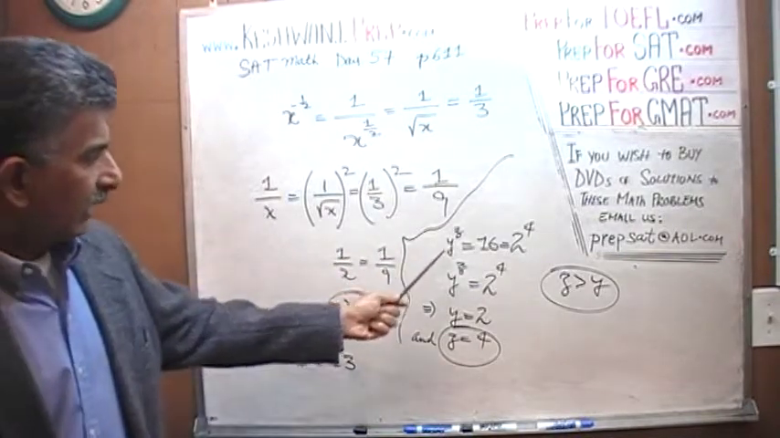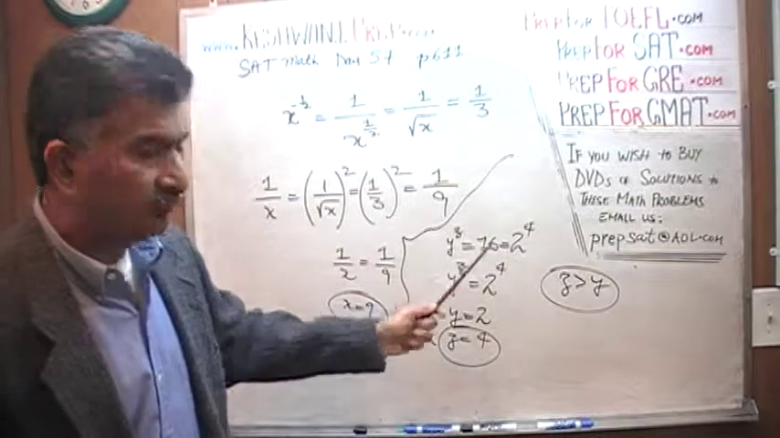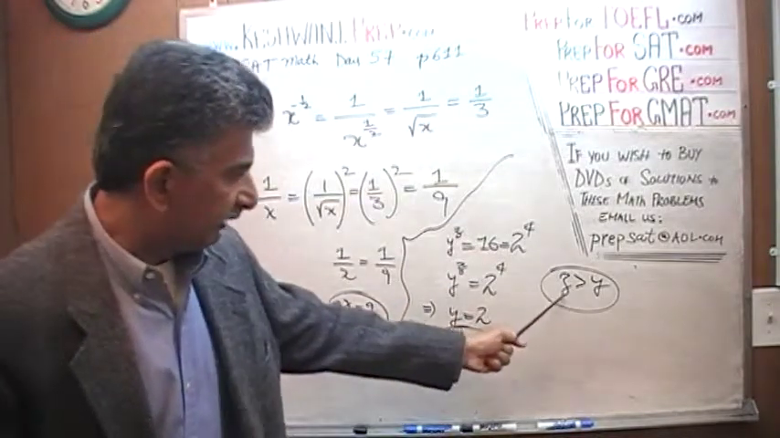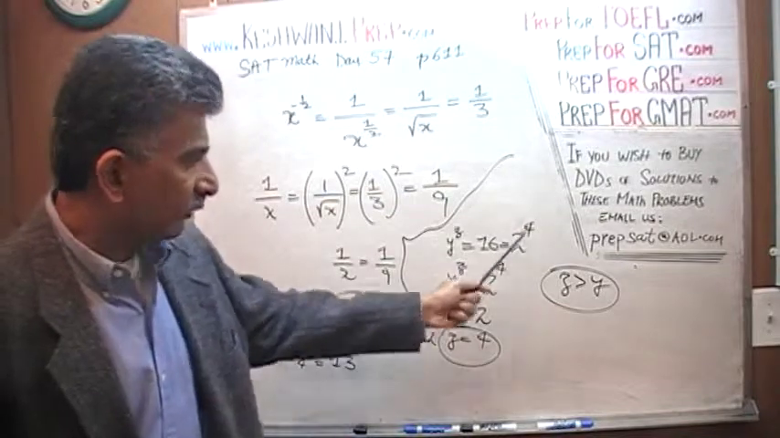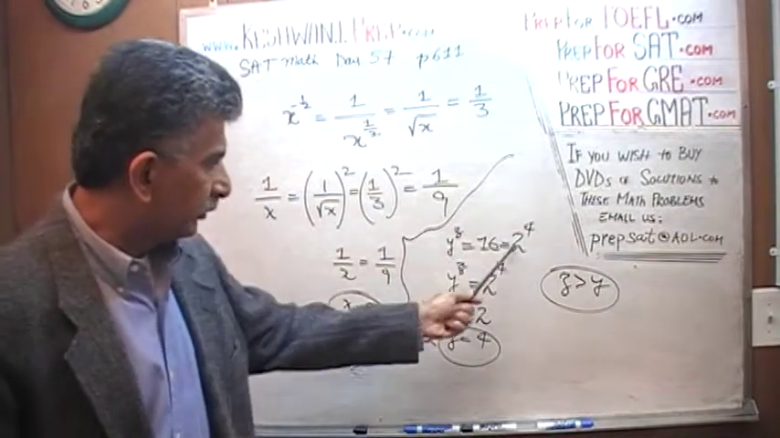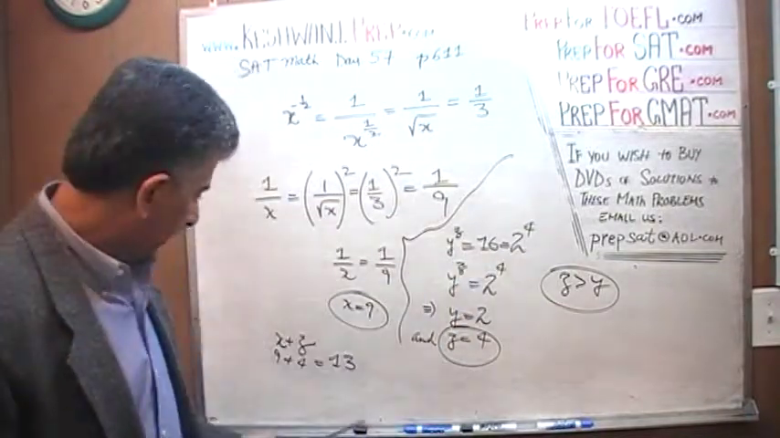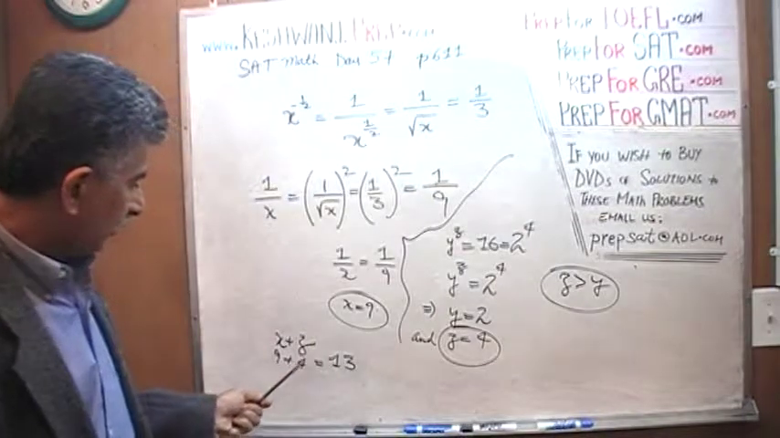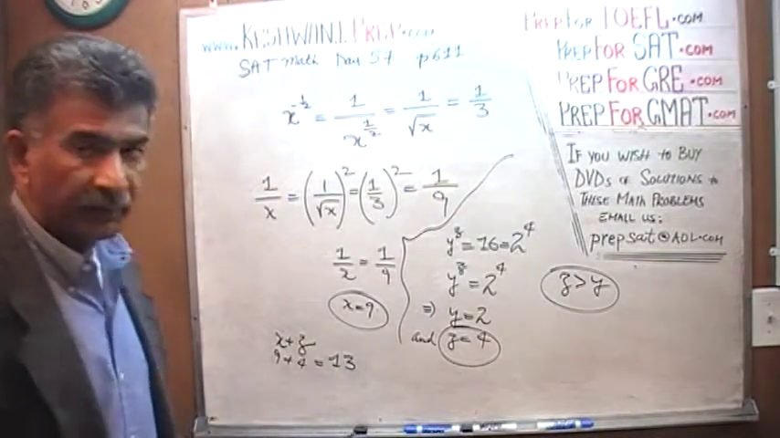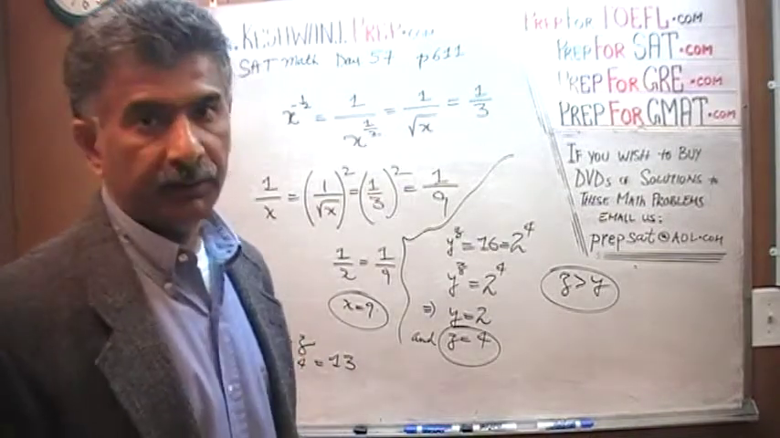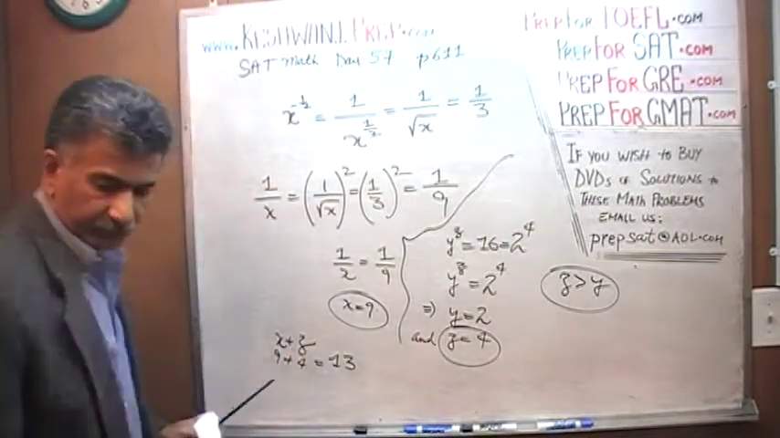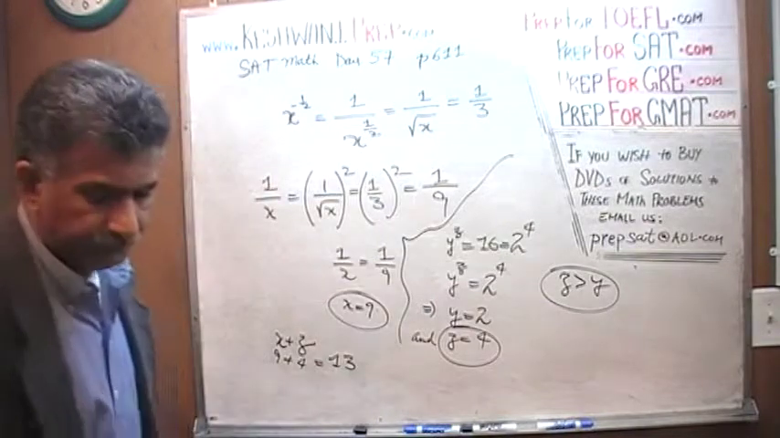And then y raised to z, we are told, equals 16. Given the fact that z has to be more than y, the only possibility that we have here is 2 raised to 4. In which case y would be 2, z would be 4, and x is equal to 9, z is equal to 4, and their sum is 13. Next one. Number 8.